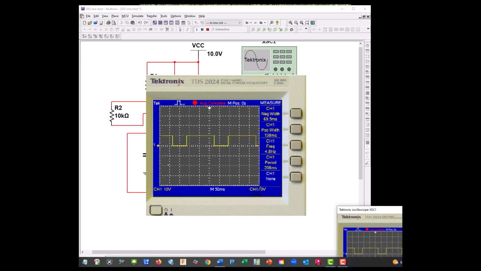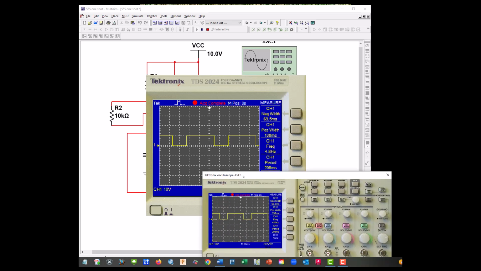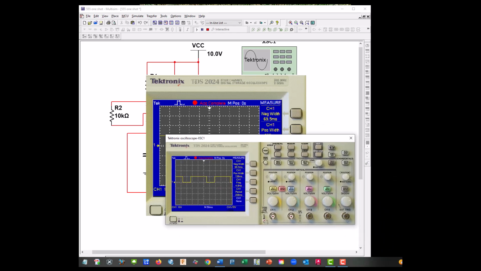Move him out of the way, and what we have is our positive width 69, or excuse me, 138, our negative width 69.5, our frequency 4.8 hertz, and our period is 208 milliseconds, and that is our wave. And so let's go ahead and take a look at our capacitor.